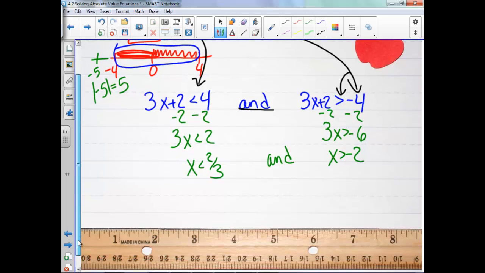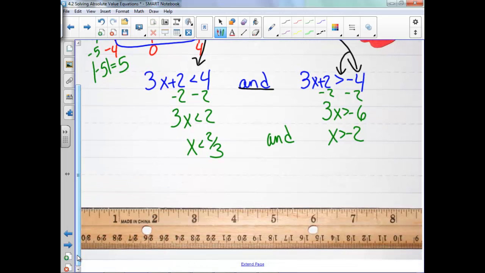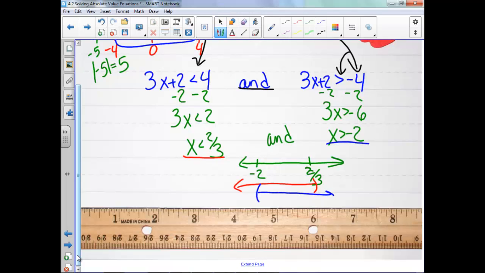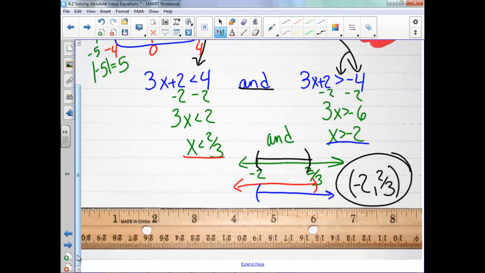Now remember, we've got inequalities, so we need to graph them on our number line. This first one, if we wanted less than that, we'd be going this way. The second one, so our answer is from here to here. And in interval notation, that'd be from negative 2 up to 2/3.